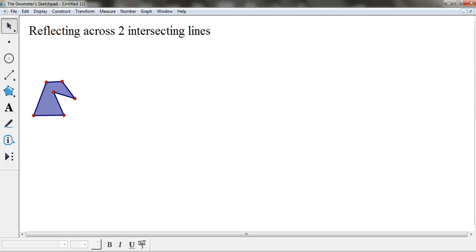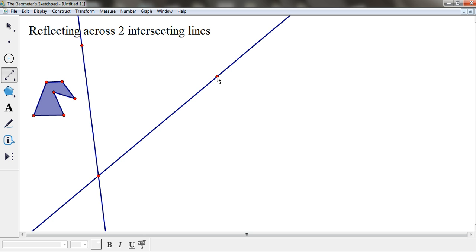Okay, now we're going to do a particular composition of transformations that is two reflections across intersecting lines. In other words, I'm going to draw a line. I have my little figure there. And I'm also going to draw another line that intersects my first line. First, I'm going to take my figure and go across this line. Then I'm going to take my result and go across the next line.